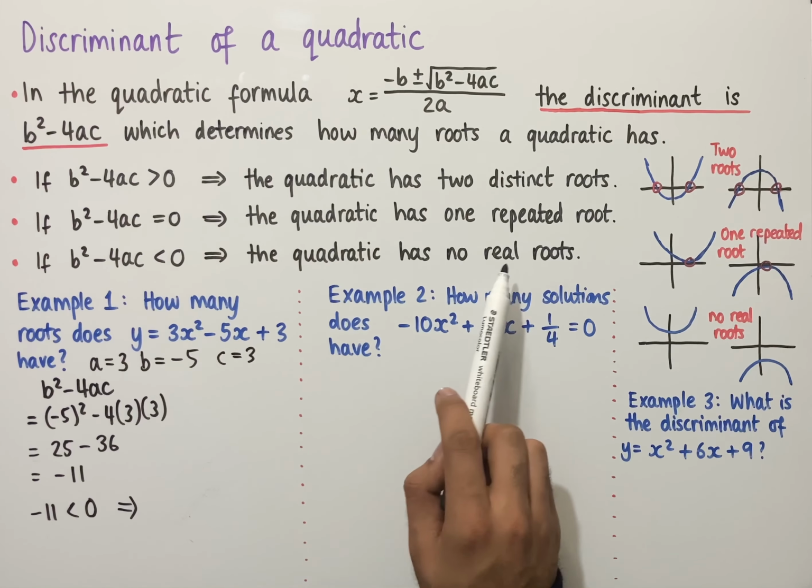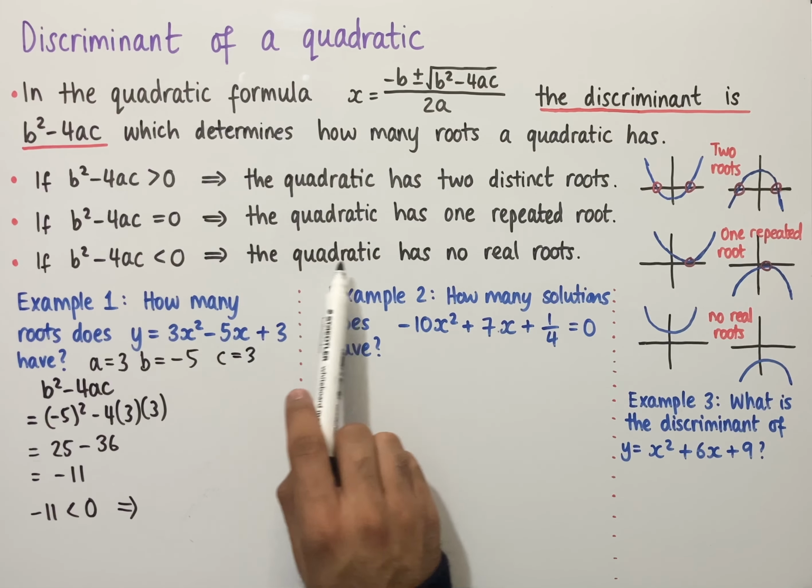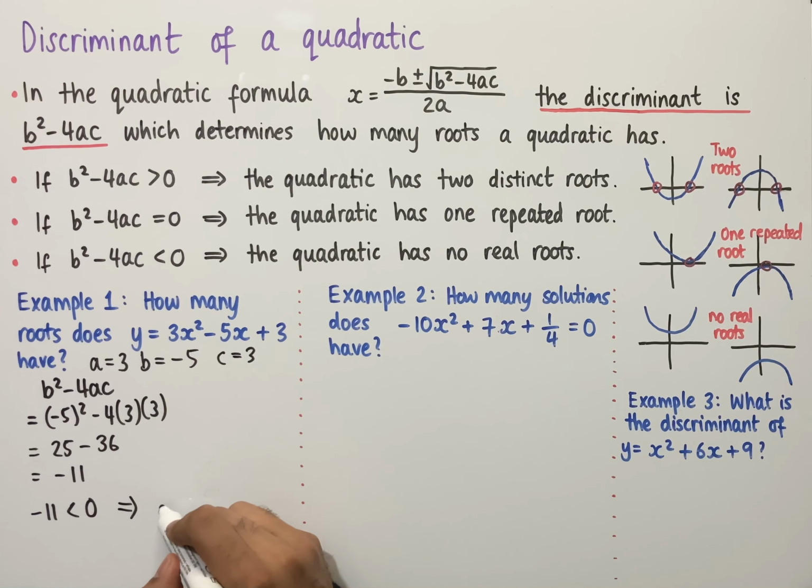has no real roots, because if b squared minus 4ac is less than 0, then the implication is that the quadratic has no real roots. And so we say that the number of roots is 0.